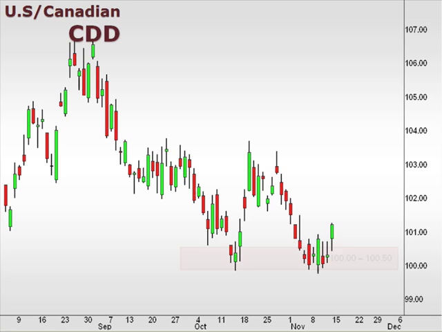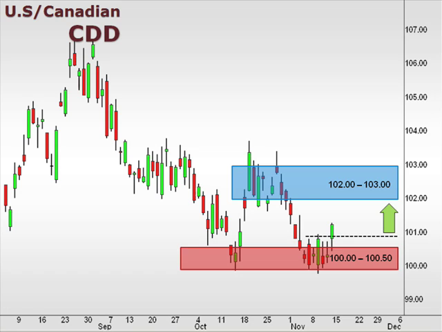Well, the CDD bounced off of the 100 level, suggesting a possible strengthening US dollar against the Canadian dollar. Now, this break above 101 opens the window for a push towards this 102-103 focal zone.